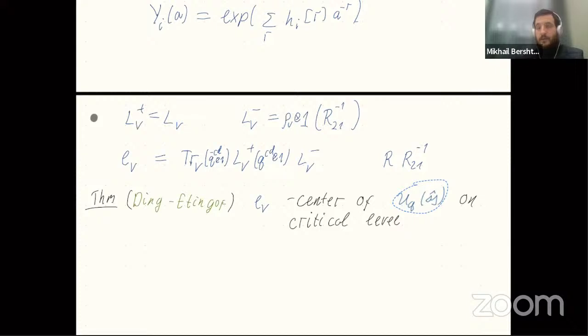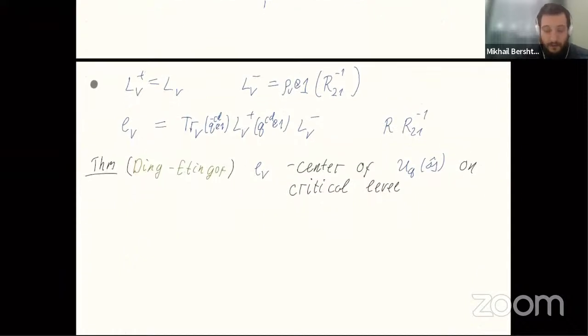But if we look at this L_V at non-critical level, I think yes, they can be defined, but I don't know what this kind of function tends to. I don't know. Maybe nobody looked at this carefully. I don't know.